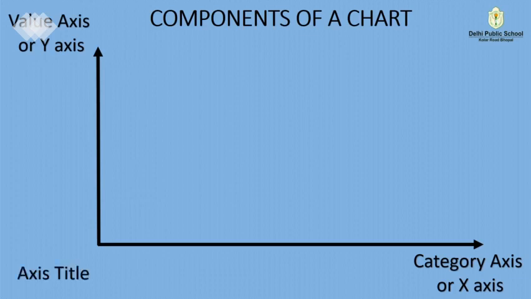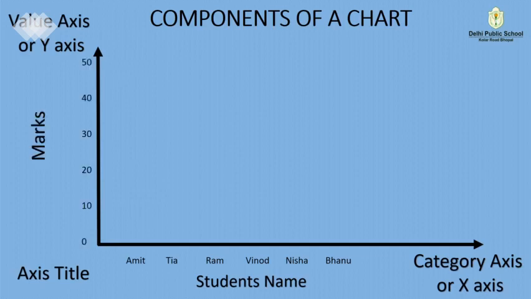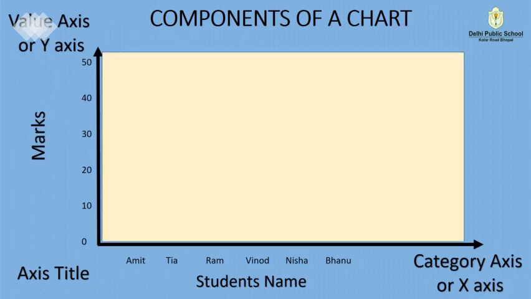Now, we use axis titles. Whatever we are going to plot on the x and y axis is known as axis titles. So these are basically the headings given to the x-axis and y-axis. Here, as you can see, we have inserted students' names on the x-axis and marks on the y-axis. After this, we will learn what the plot area is. The plot area is the area between the x-axis and y-axis where you are going to create your chart. That is the plot area.